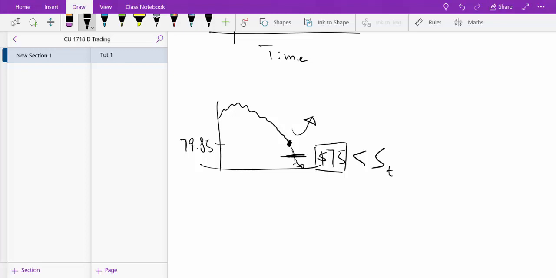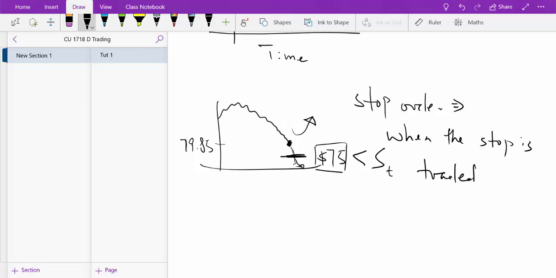Okay, so this is what's called a stop order. So a stop order is, when the stop level is traded, okay, then you have a market order. Okay, now what I mean by that is this.